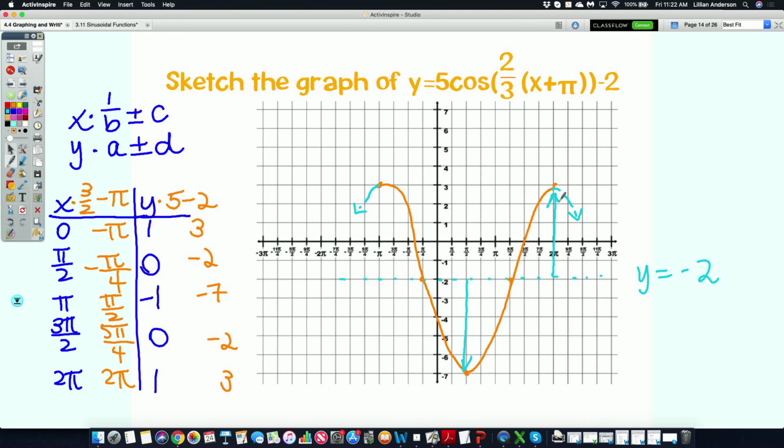And if I start at negative pi and I go all the way to 2 pi, how many units is that? Negative pi to 2 pi, how many units is that distance-wise? 3 pi, so my period would be 3 pi, and that is supported by the formula 2 pi over b. I would have to keep, change, flip. Oh, it was 2 over 3. All right. So as you can see, it is 3 pi. Questions?